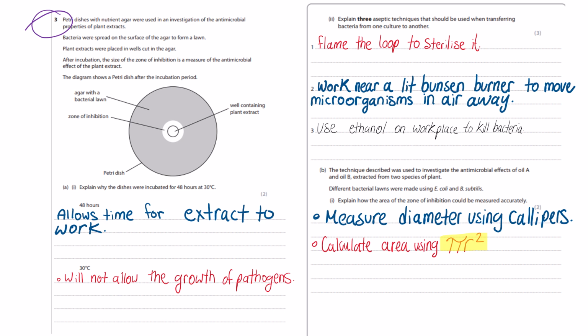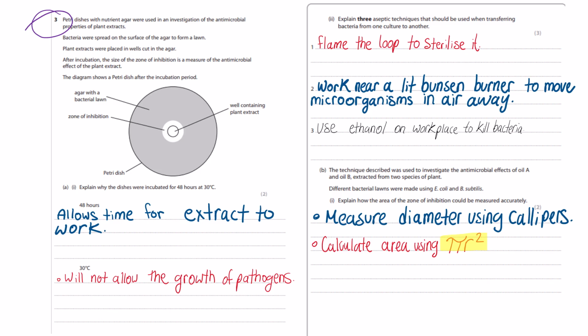Remember that there needs to be sufficient time for the incubation to occur and it needs to be at sufficient temperature, because these are microbes that need different growth properties to allow them to grow. Also, we need to give enough time for the plant extract to work, because if you take medication, it's not going to work the second you swallow the pill. It's going to take maybe 4 hours for the effect to start happening. Okay, so explain why the dishes were incubated for 48 hours at 30 degrees Celsius.